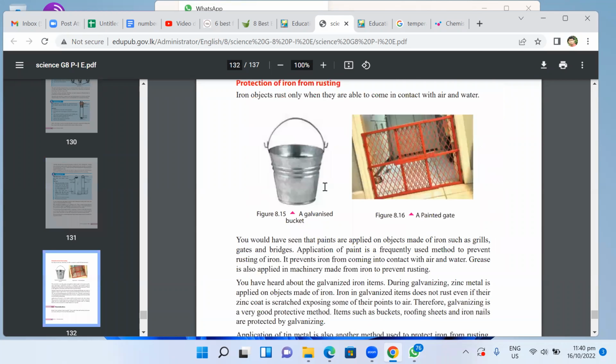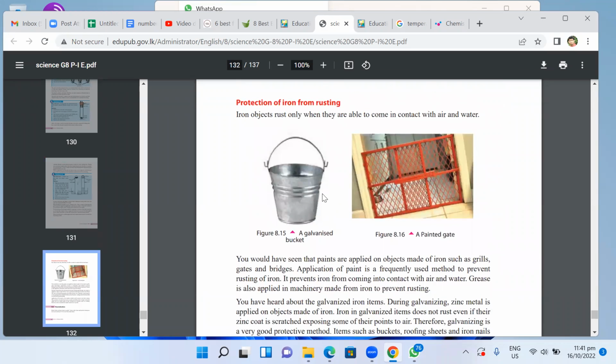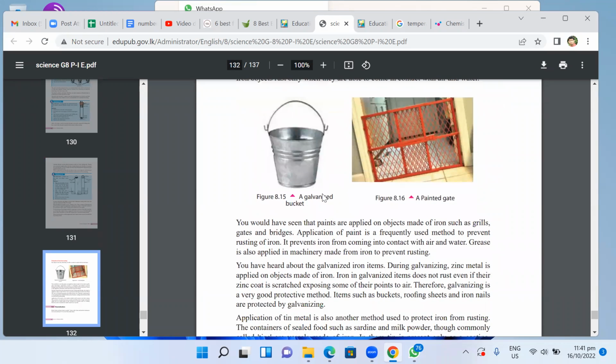Here is a galvanized bucket. Right? A galvanized bucket is basically one where zinc metal is applied during galvanizing. During the galvanizing process, zinc metal is applied. And another thing is painting.